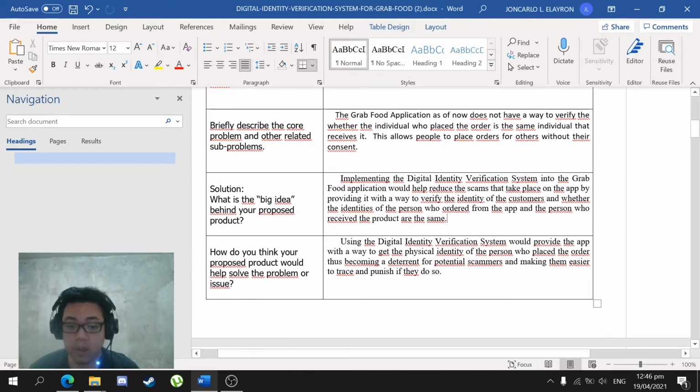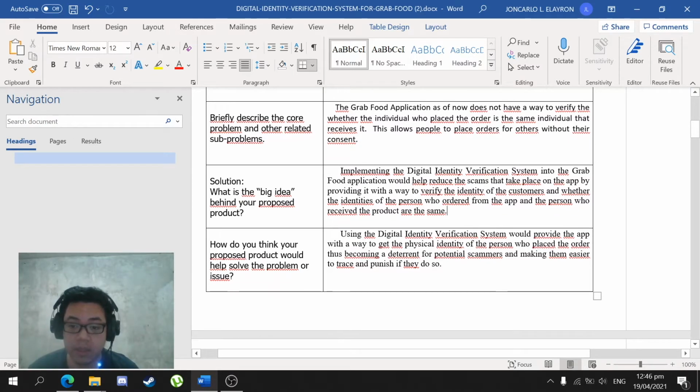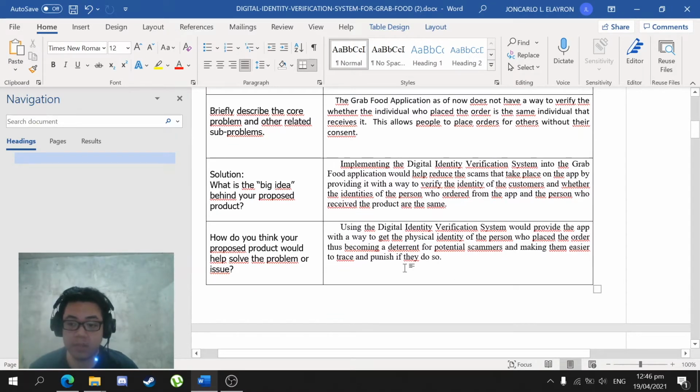So how do you think your proposed product would help solve the problem or issue? Using the digital identity verification system would provide the app with a way to get the physical identity of the person who placed the order, thus becoming a deterrent for potential scammers and making them easier to trace and punish if they do so.